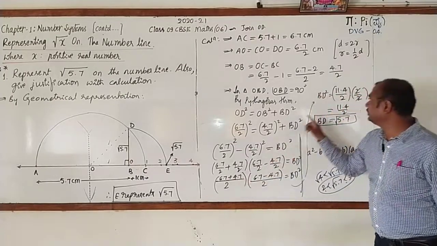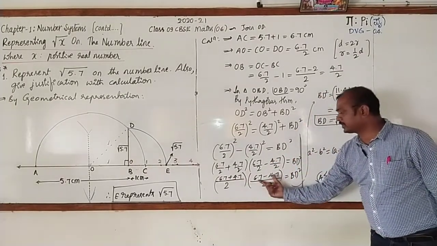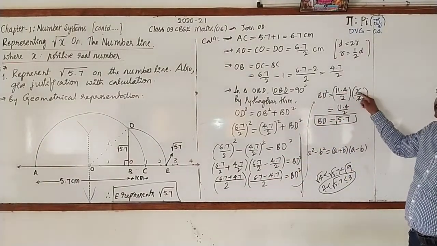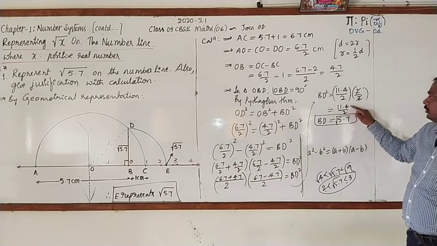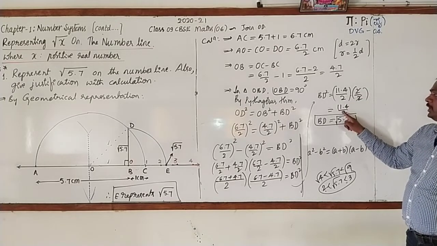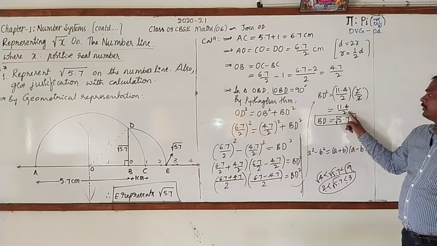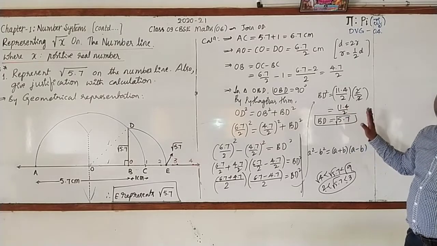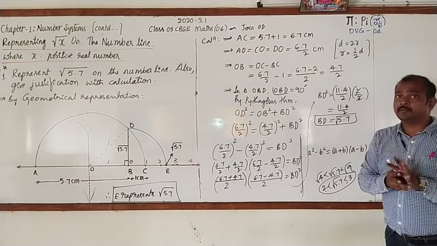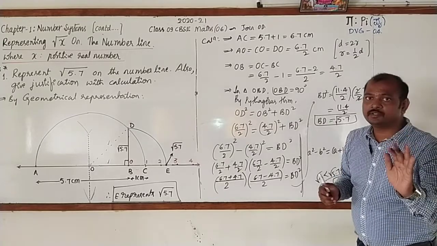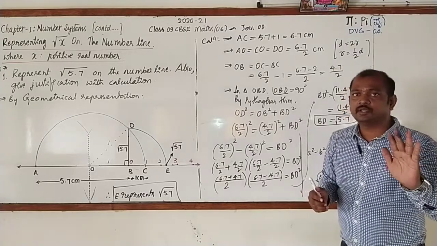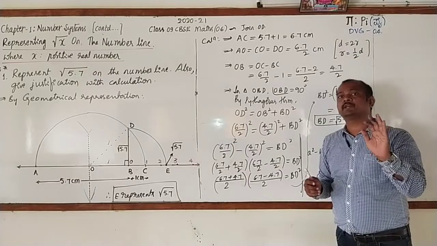On adding these two, you will get 11.4 by 2, and subtracting, you will get 2. 2 by 2 you get cancelled. 11.4 by 2. Again, on cancelling, you will get 5.7. BD square equal to 5.7. BD equal to square root of 5.7. Got it? So please learn this. Please learn this, because it is very important in the examination point of view.